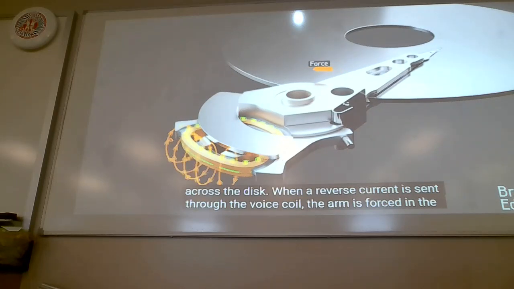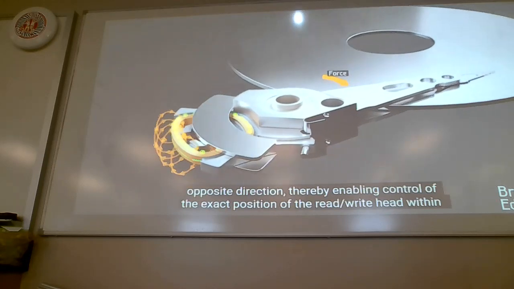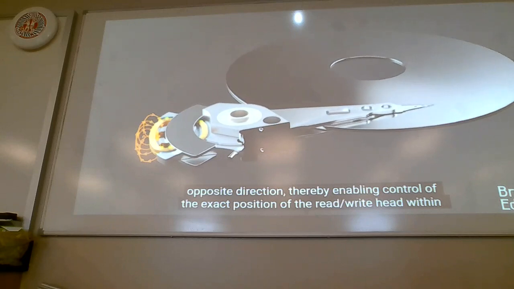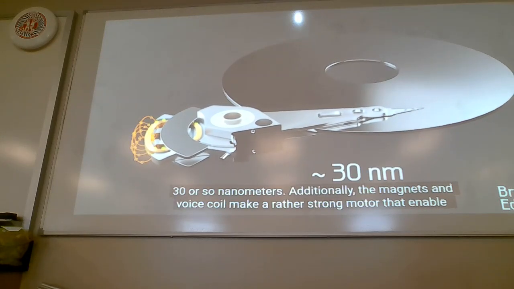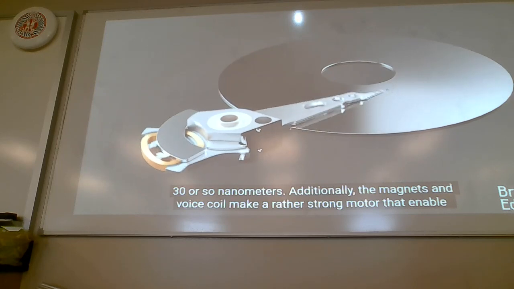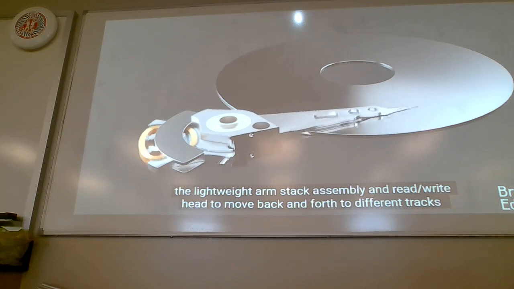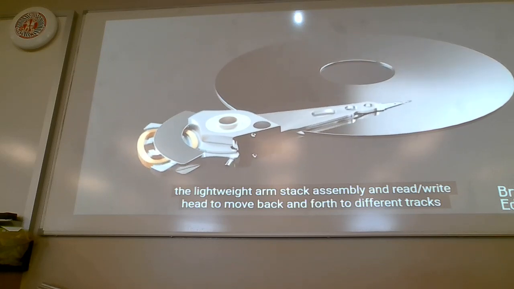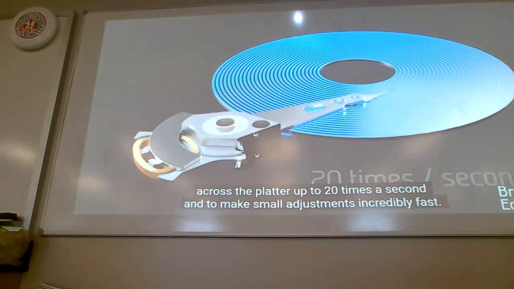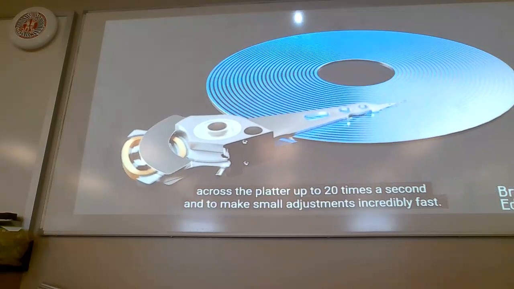When a reverse current is sent through the voice coil, the arm is forced in the opposite direction, thereby enabling control of the exact position of the read-write head within 30 or so nanometers. Additionally, the magnets and voice coil make a rather strong motor that enables the lightweight arm stack assembly and read-write head to move back and forth to different tracks across the platter up to 20 times a second, and to make small adjustments incredibly fast.